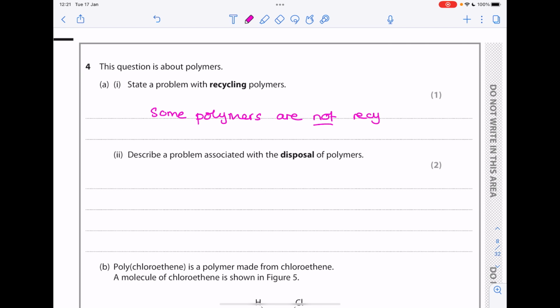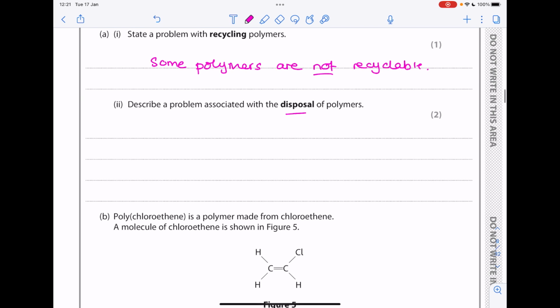And then this time we're being asked about the disposal. Now, lots of them are non-biodegradable. So what that means is they don't break down and they occupy landfill sites, which is obviously a huge issue.